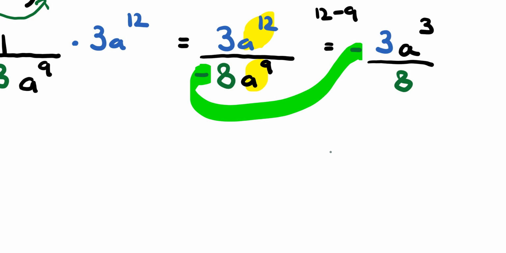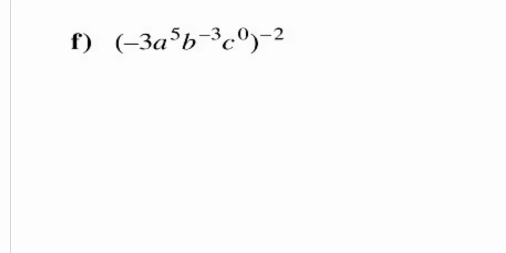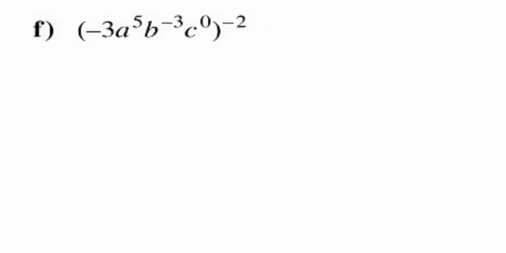Okay, I guess another way you can kind of write this answer is you can also write this as negative 3 over 8. And then you can have your a to the power of 3 tagging along as well. So both of these answers are mathematically the same thing. Okay, let's keep on moving along. Okay, let's move on to, I believe this is 10F.